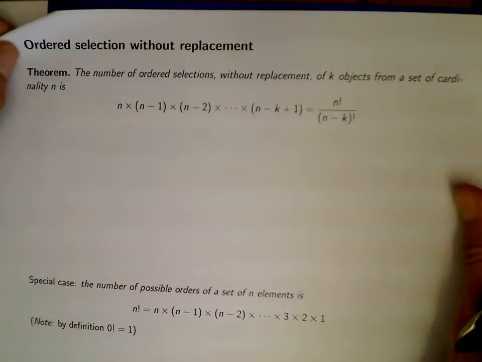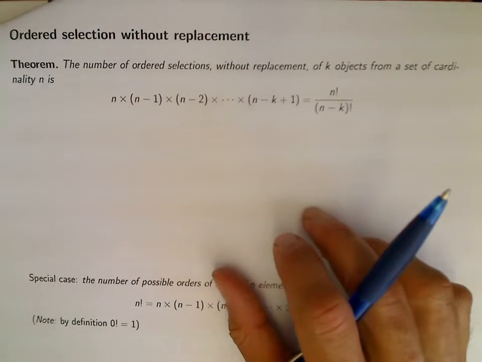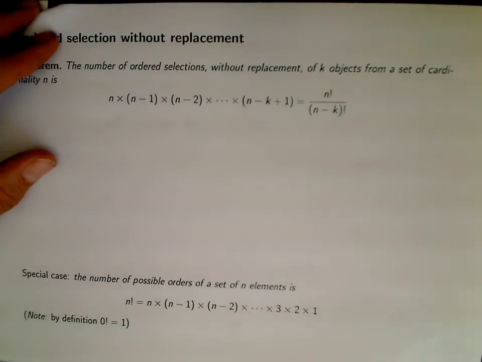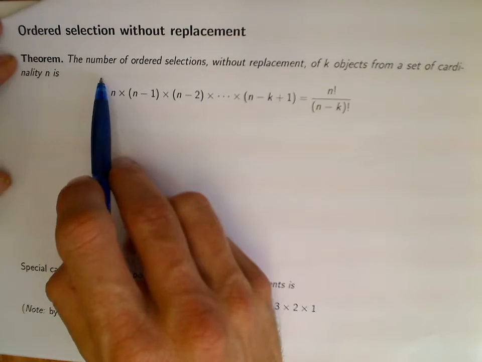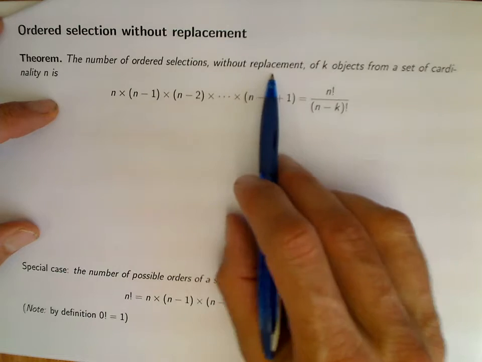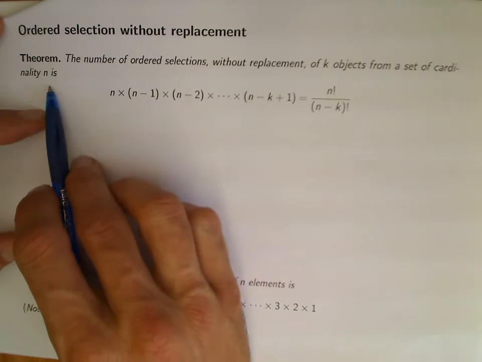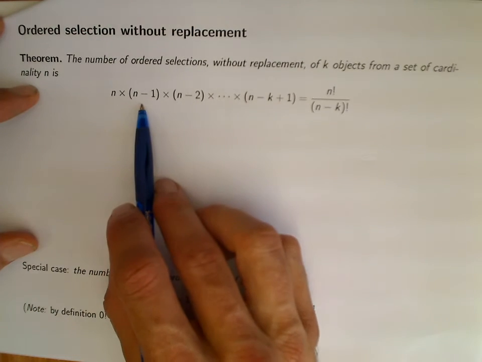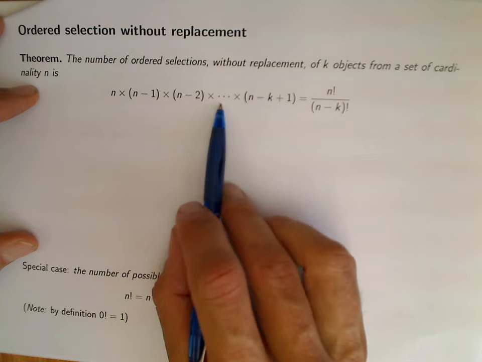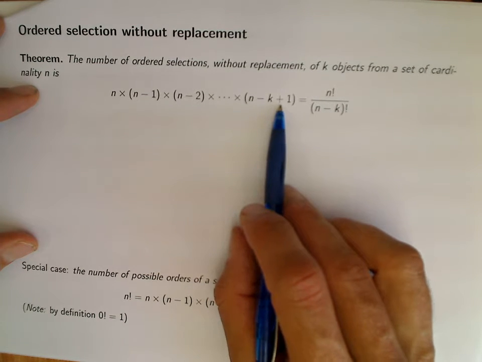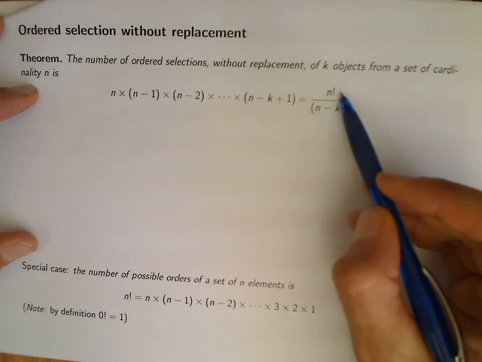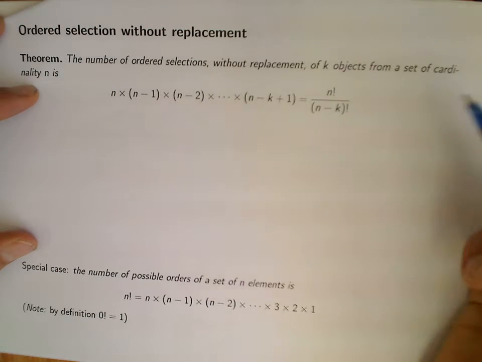So the theory for ordered selection without replacement: the number of ordered selections without replacement of k objects from a set of cardinality n is n times n minus 1 times n minus 2 times dot dot dot down to times n minus k plus 1. And we can express that as n factorial over n minus k factorial.